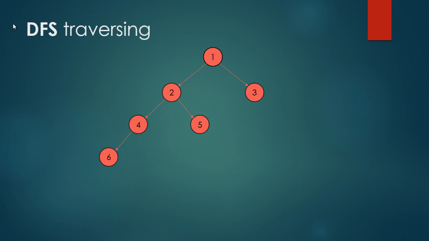And advanced algorithms such as A-star search or iterative deepening depth first search try to combine the advantages of both of these graph traversal algorithms. So that's all about DFS.